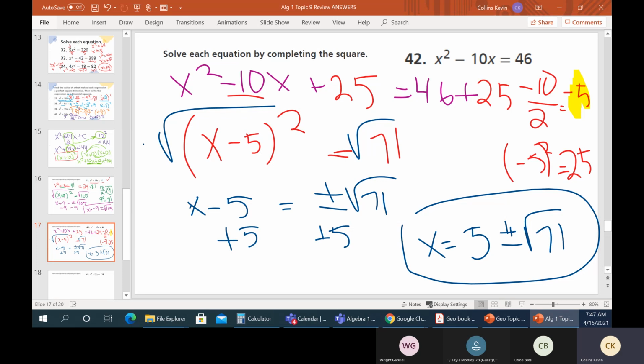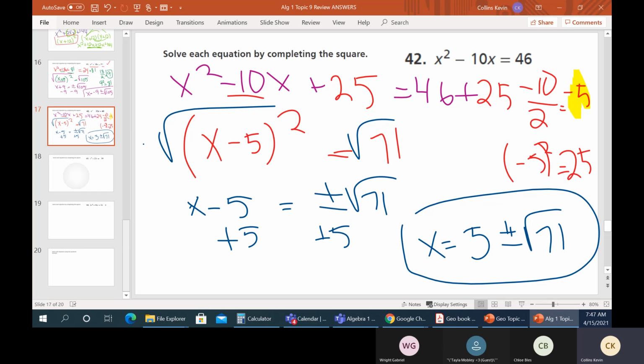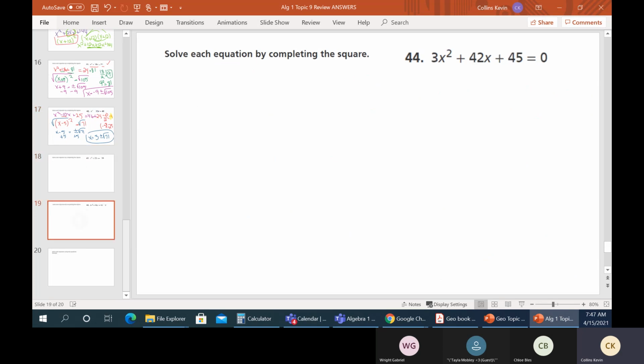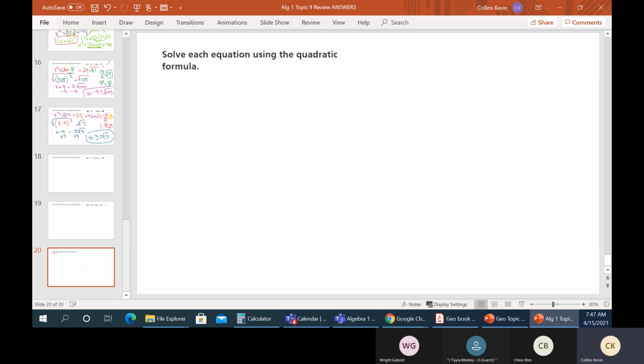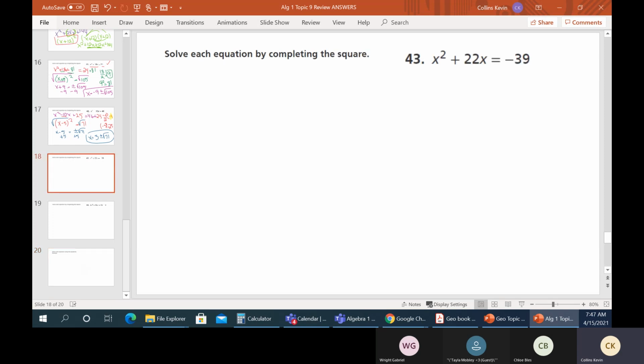All right. Okay, we're starting to get short on time. Let's go ahead and we're completing the square. I thought we had some quadratic stuff here. Never got that far. Okay. Well, we're going to do this one with a quadratic formula.